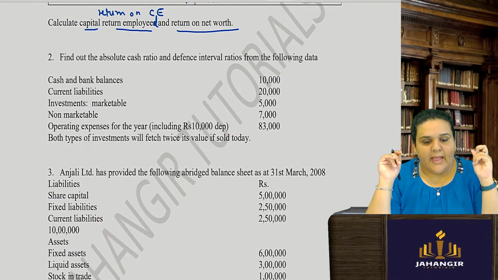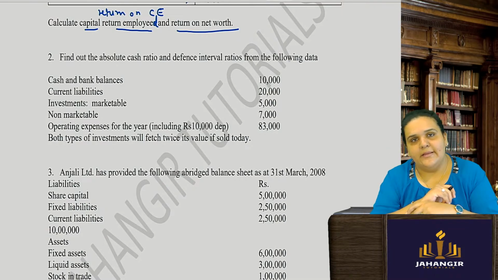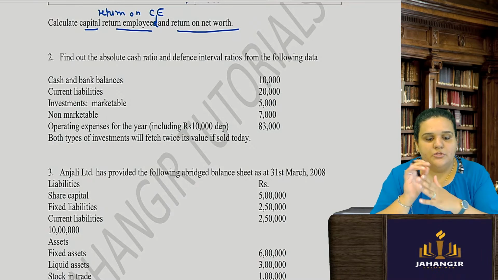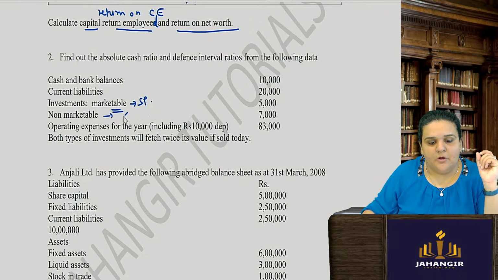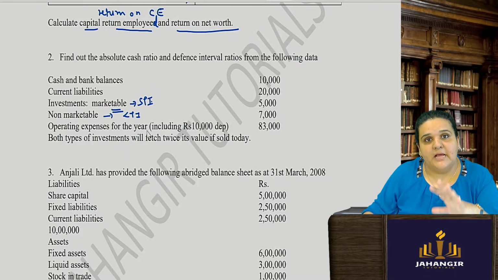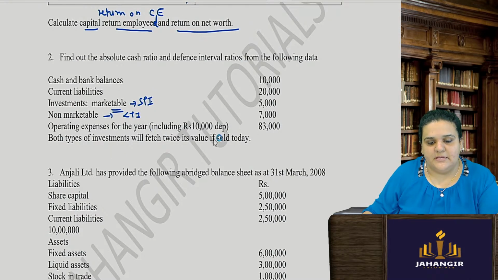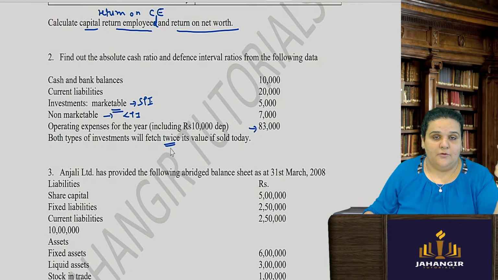We have to find the absolute cash ratio and defense interval ratio from the following data. Okay. So cash and bank balance, current liabilities, investments which are marketable. Those which are marketable means they are short term. Non-marketable means they are long term investments. Operating expenses for the entire year, including depreciation, is 83,000. Both types of investment, if sold today, will fetch twice their value.